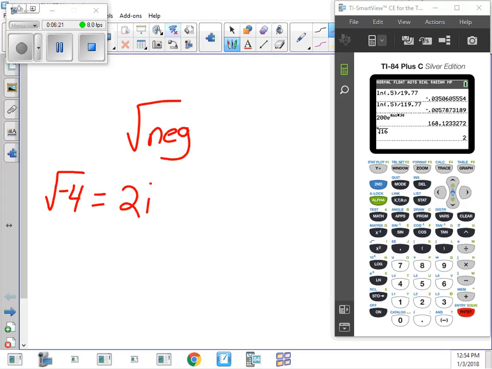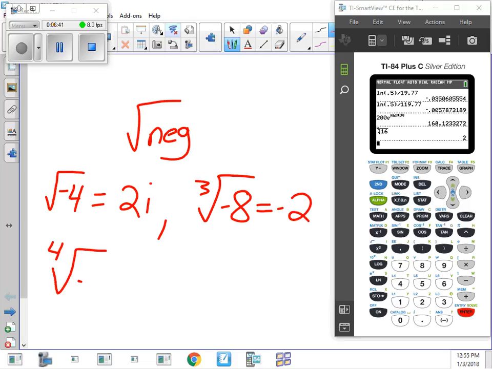What if it's a third root? The third root of negative 8. Is there a number times itself that equals negative 8? Negative 2. Okay. What about the fourth root of negative 16? (2i). Okay. What about the fifth root of negative 32?